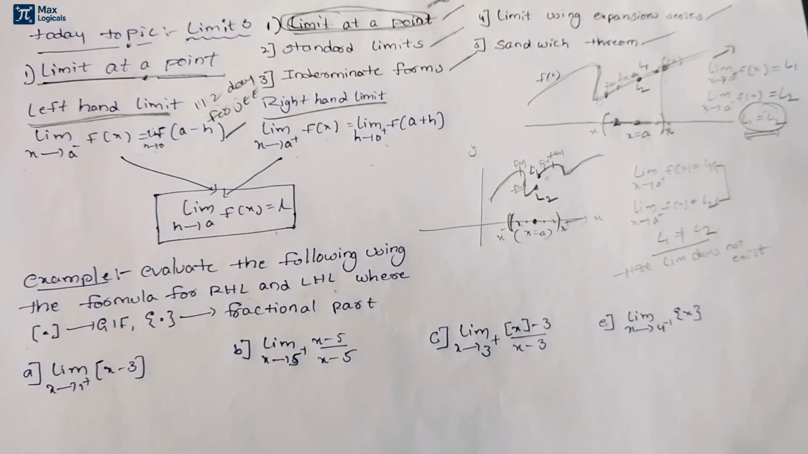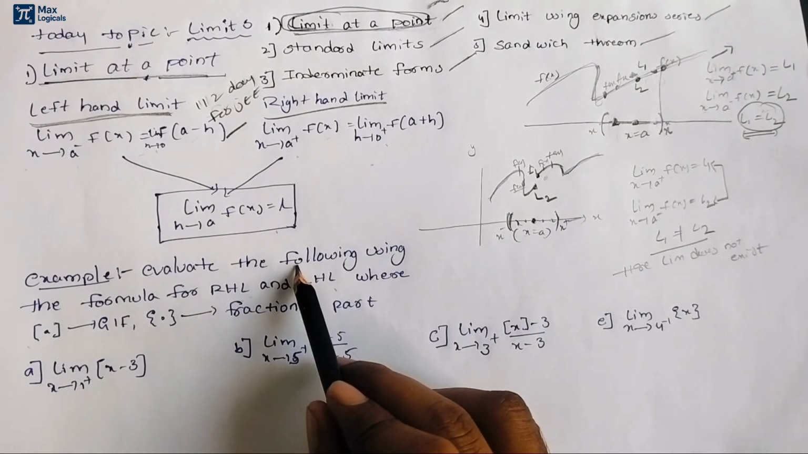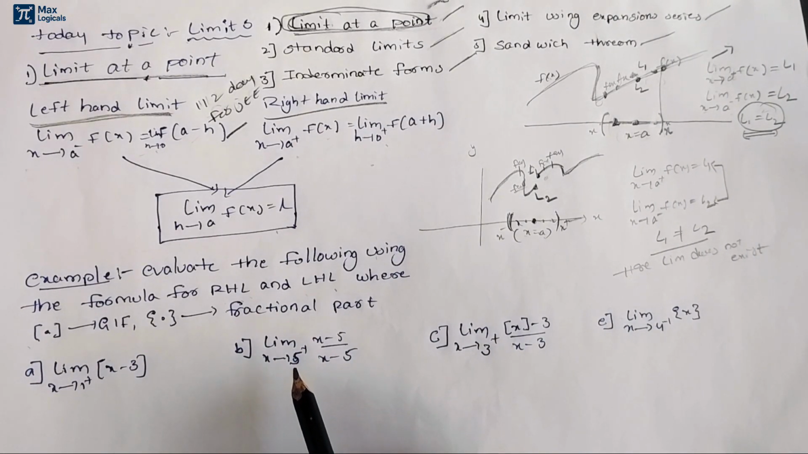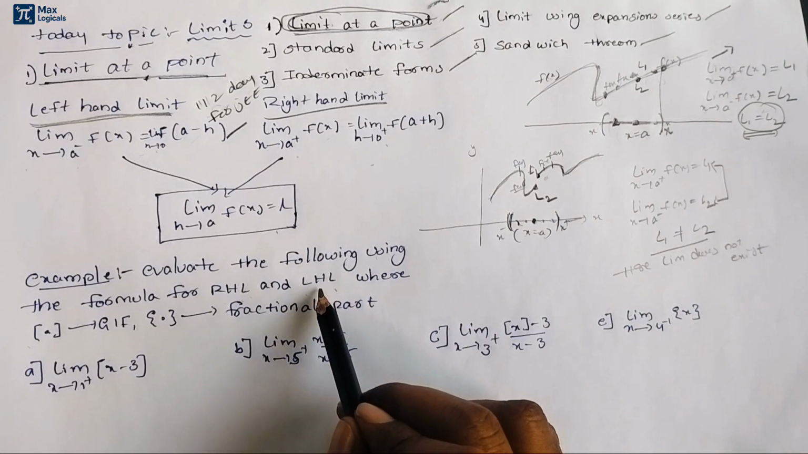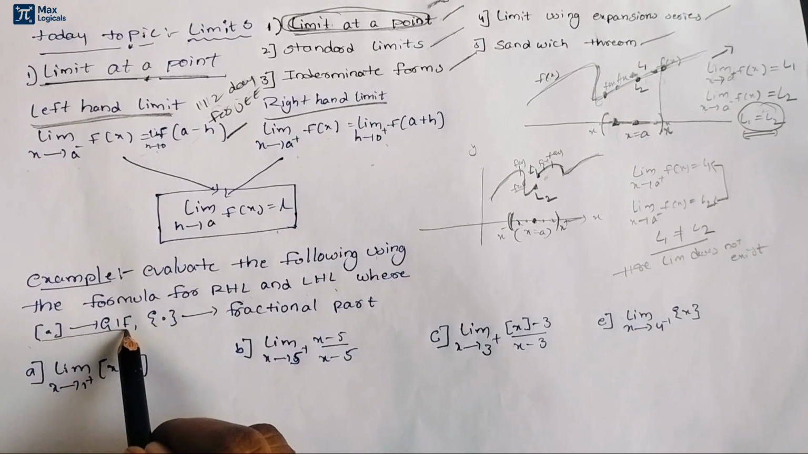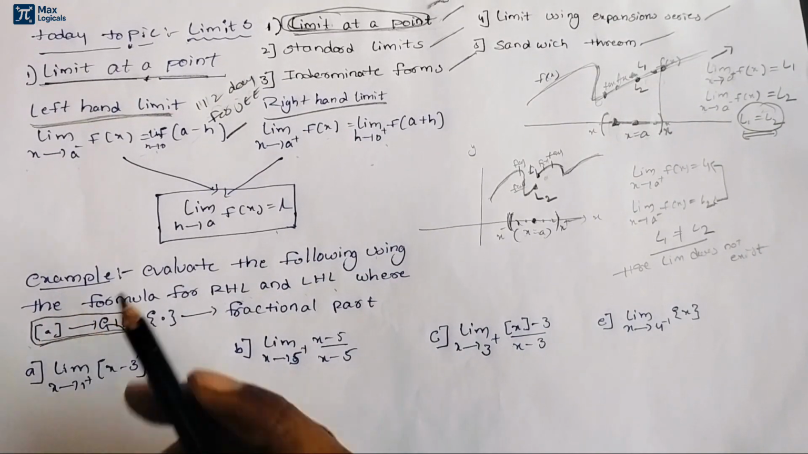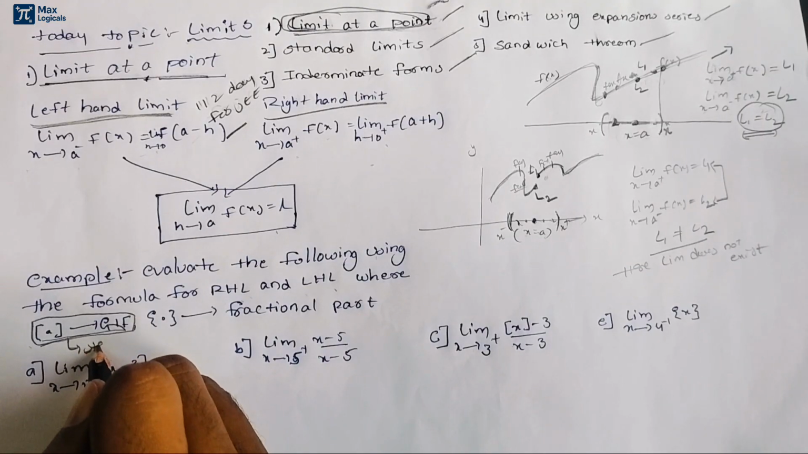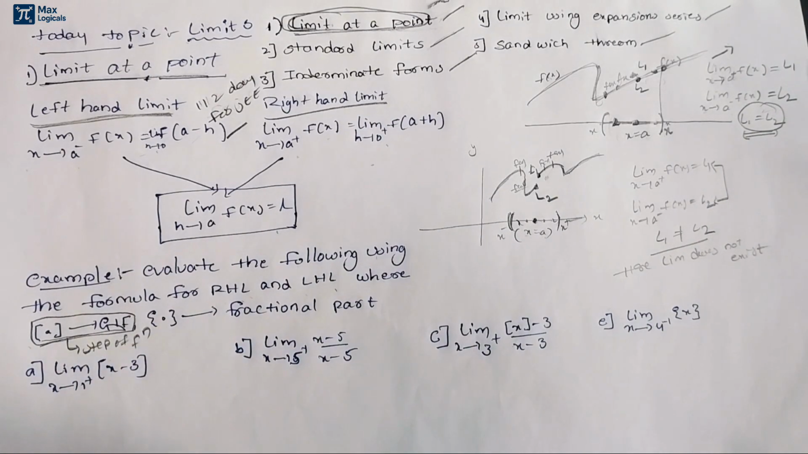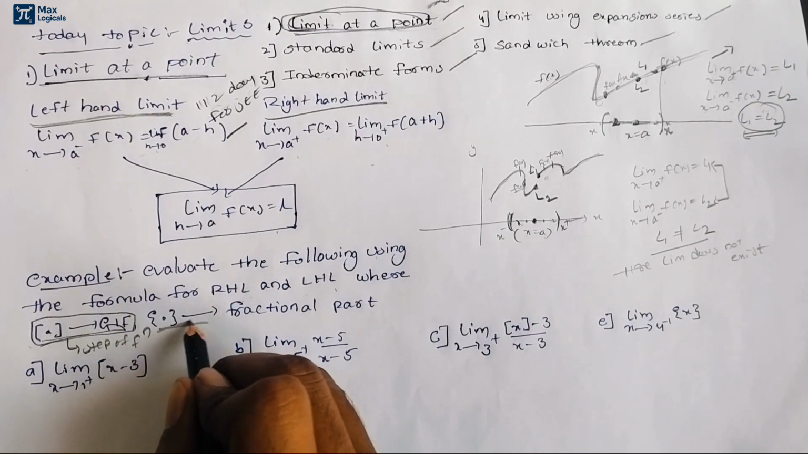Let us discuss some examples on the limit at a point. Evaluate the following using the formula for right hand limit and left hand limit, where this function we are calling the step function. This function we are calling the step function. And this function we are calling the fractional part.